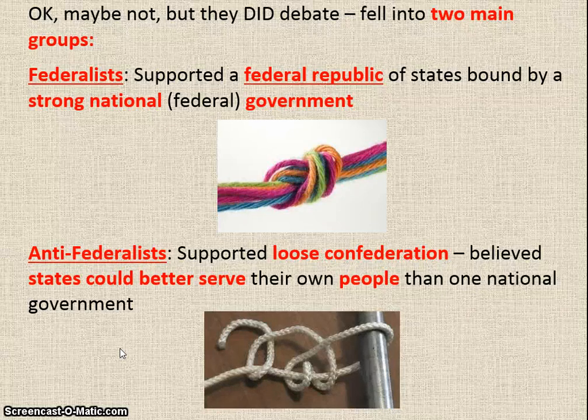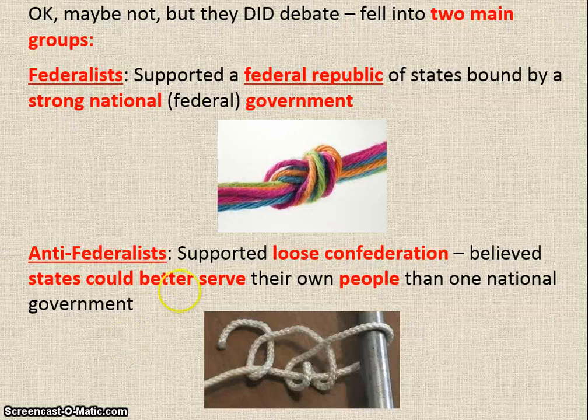Then we have the Anti-Federalists. They support the idea of a loose confederation, very much like the Articles of Confederation was, because they believe that the states were better able to serve their own people than one national government, which they saw as kind of a one-size-fits-all government. Let the states take care of their individual people and their needs.